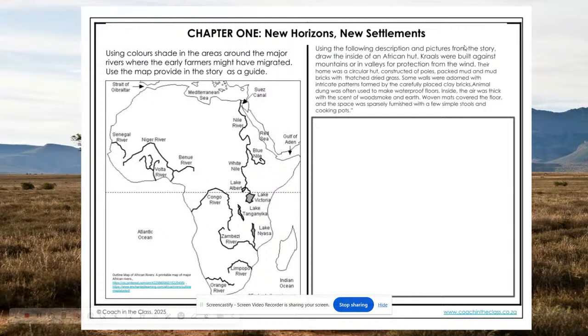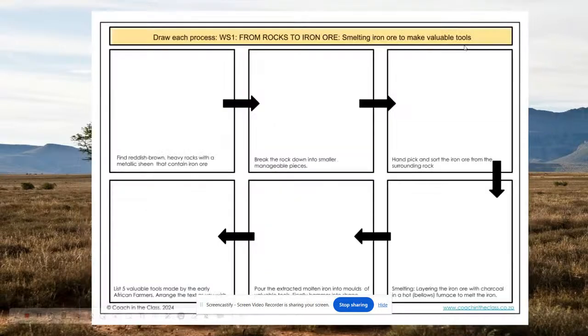Kraals were built against mountains or in valleys for protection from the wind. Their home was a circular hut constructed of poles.